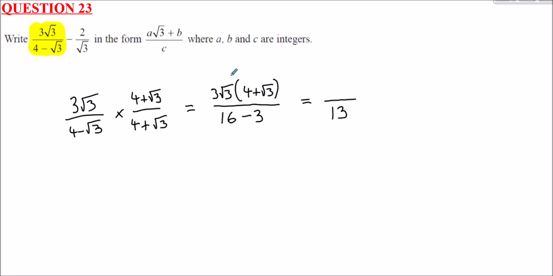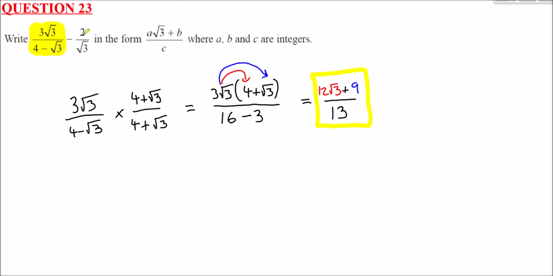And the top, if we expand it out using the grid method or otherwise, I'd get 3 root 3 multiplied by 4, which gives 12 lots of root 3. And then 3 root 3 multiplied by another root 3. Well, this root 3 times this root 3 will give 3, multiplied by the normal 3 that we had anyway. 3 times 3 will be 9. So I'm going to do plus 9. So that's the first bit done. So we now know that this can be written like so.